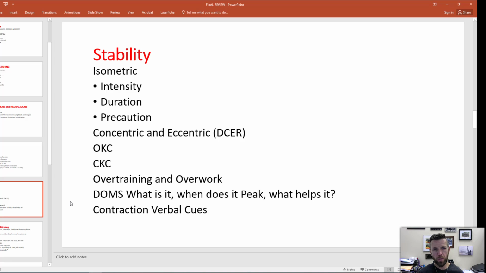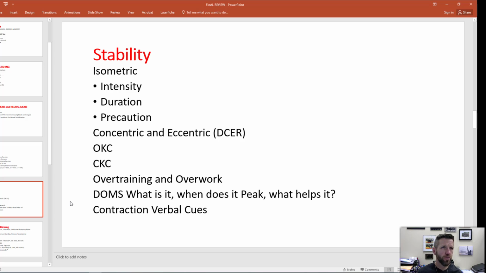We see DOMS and we say, okay, what is it? It's something that's going to happen after exercise, especially intense exercise, and especially after eccentric exercise. And you'll probably remember that we talked a lot about eccentric exercise and how strong of a DOMS case can occur there. When does it peak? Usually, 24 to 48 hours it's going to peak and then start getting better. Is there anything we can do about it?